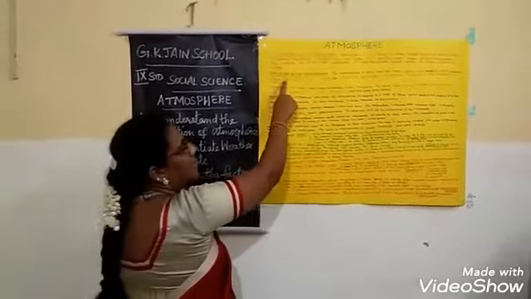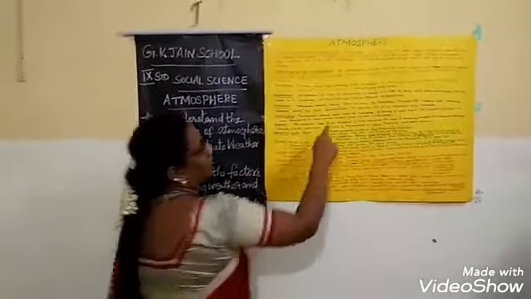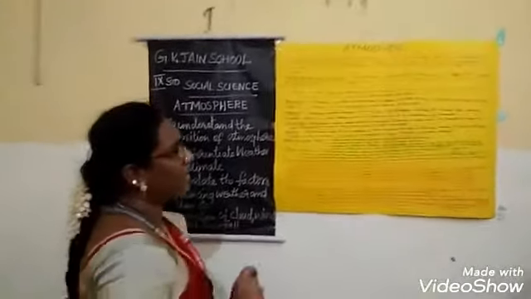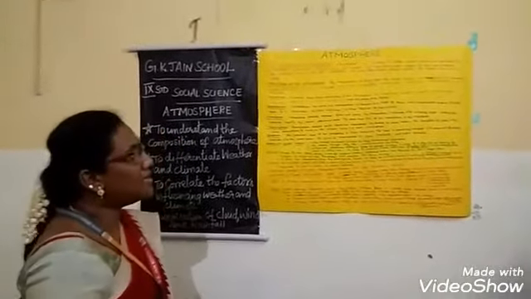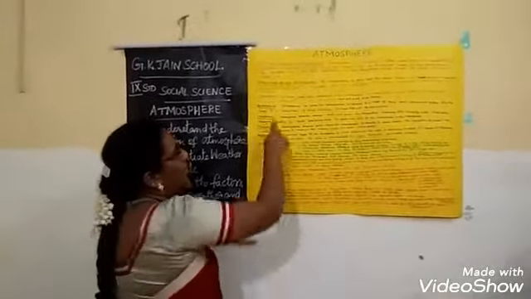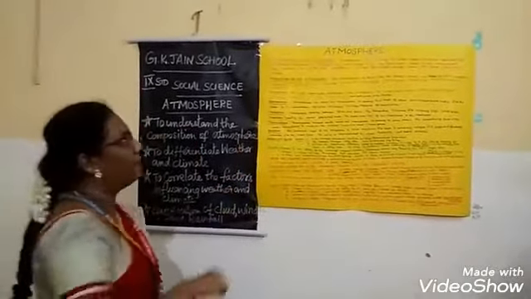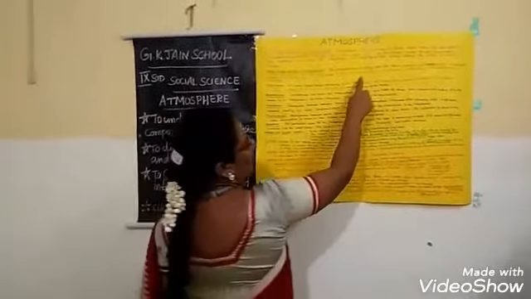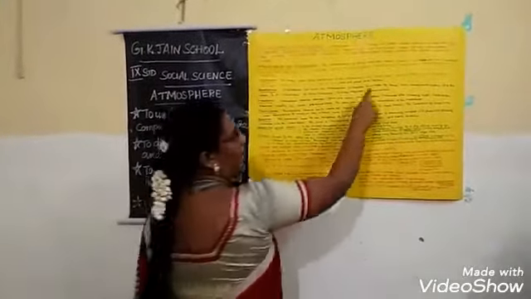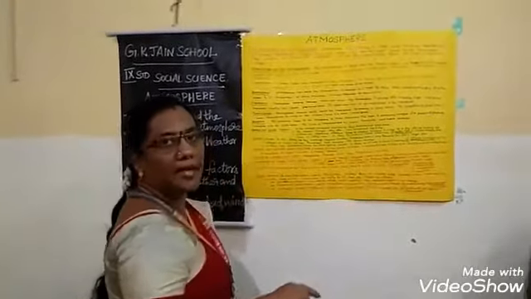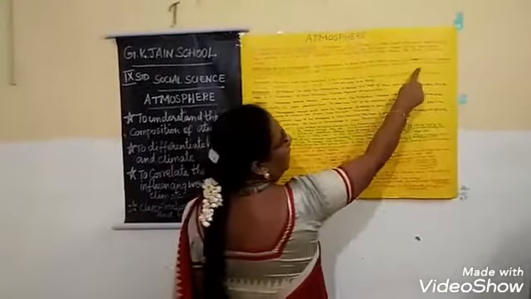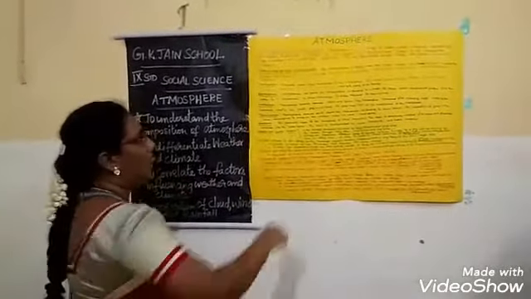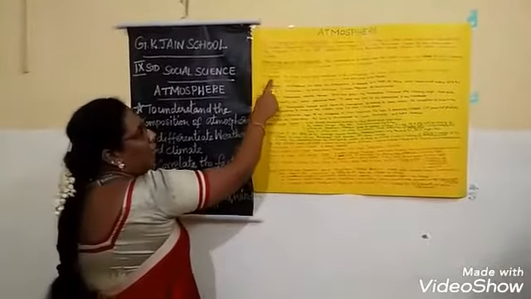Next one is structure of the atmosphere. The atmosphere is thick near the earth's surface and thins out until it eventually merges with space. The 5 atmosphere layers are: number 1 troposphere, number 2 stratosphere, number 3 mesosphere, number 4 thermosphere, number 5 exosphere. We will see one by one.